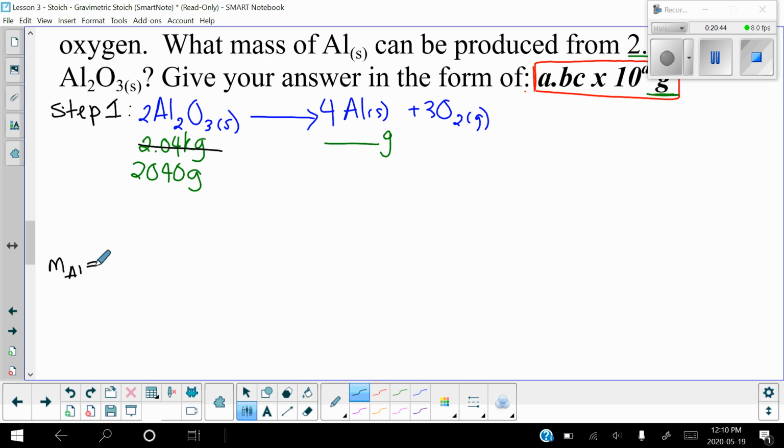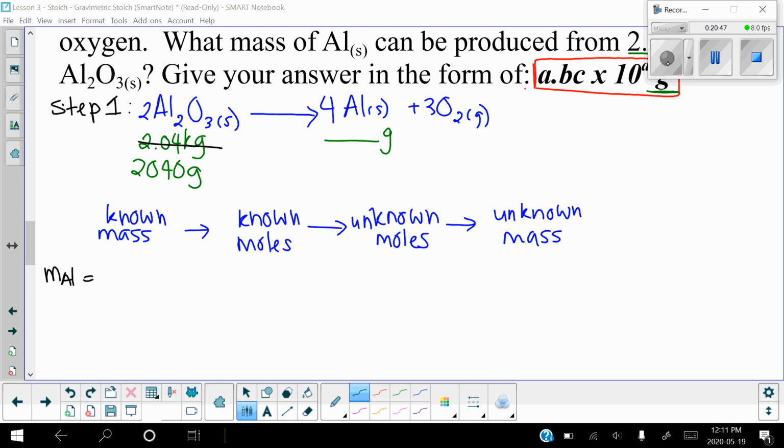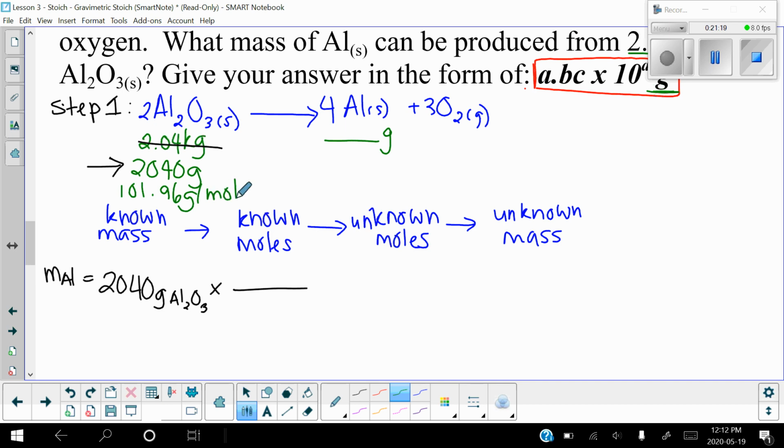Okay, I'm going to be back. I'm just going to throw the flow chart on here. Okay, let us begin. So we're going to start off with our known mass, which is 2,040 grams of aluminum oxide. Great, we now need to convert this into our known moles. We need to use molar mass. My molar mass of aluminum oxide is 101.96 grams per mole.